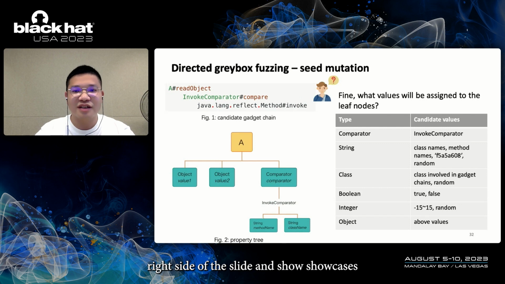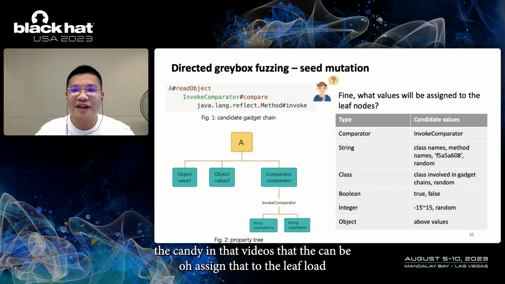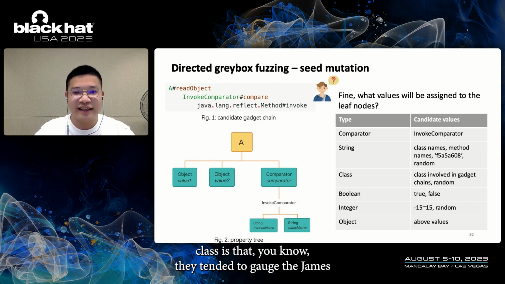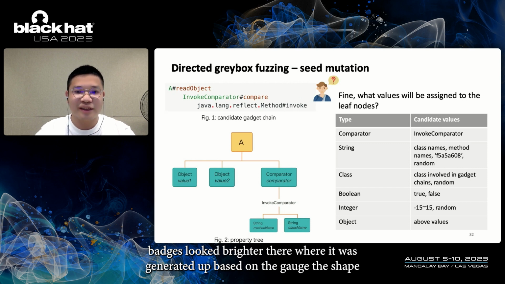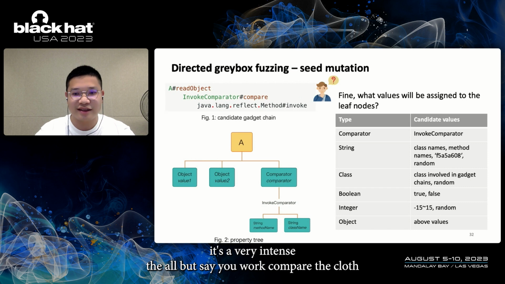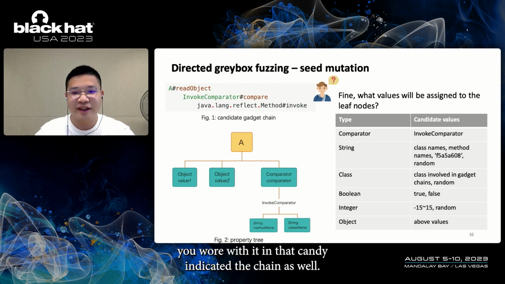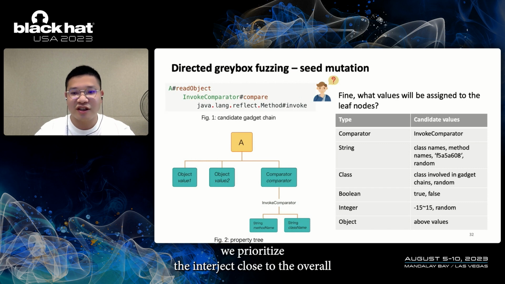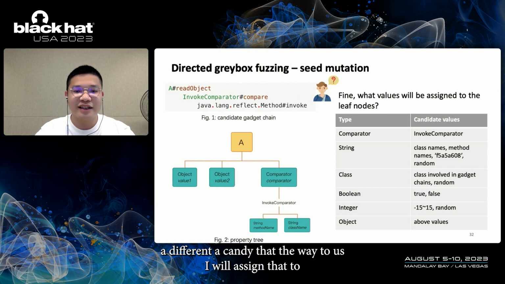The table on the right side of the slide showcases the candidate values that can be assigned to the leaf node. The first column represents the type of the leaf node, and the second column represents its candidate values. For classes involved in candidate gadget chains, such as Comparator, the values are generated based on the gadget chain. For example, the candidate value for the Comparator is an instance of the InvokeComparator class. For string type, we include the class name and the method name involved in the candidate gadget chain, as well as some special values and random strings. For integer type, we prioritize integers close to 0. For object type, all the aforementioned values are considered. As different candidate values are assigned to the leaf nodes, seeds are generated and mutated.